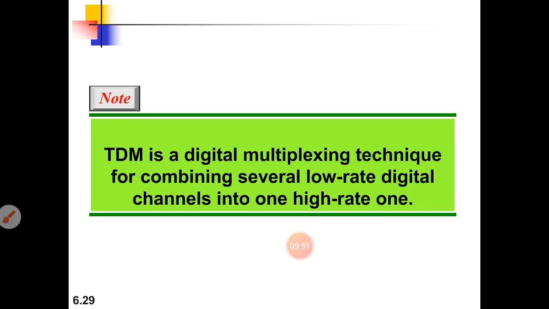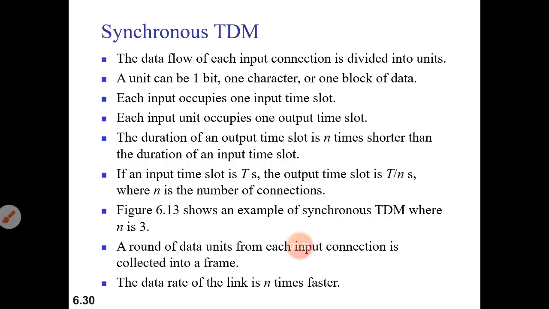They have given time division multiplexing as a digital multiplexing technique for combining several low rate digital signals into one high rate one. There are two types of time division multiplexing. The first one is synchronous time division multiplexing.